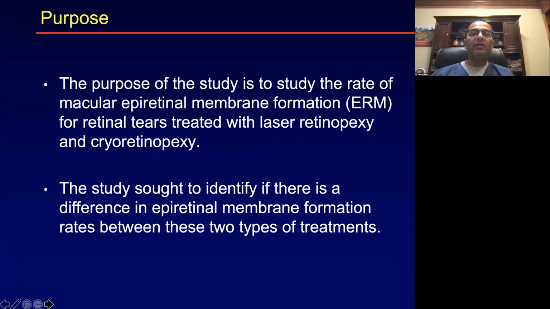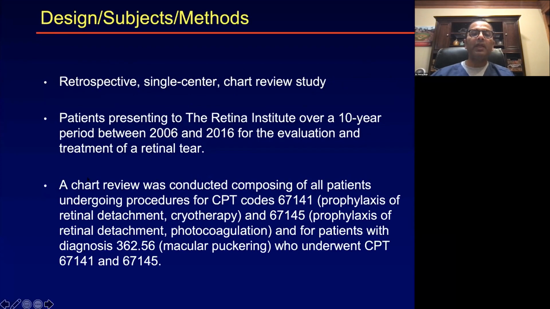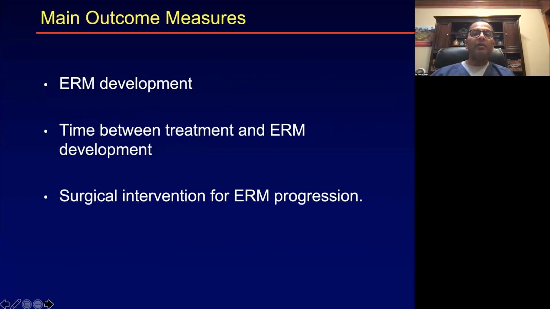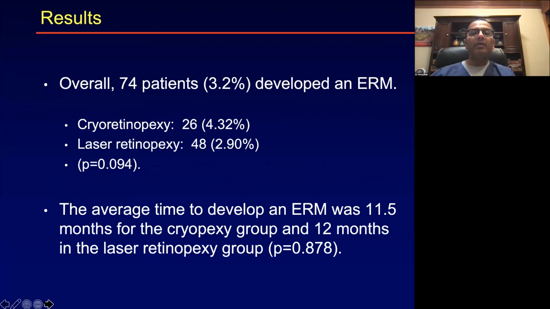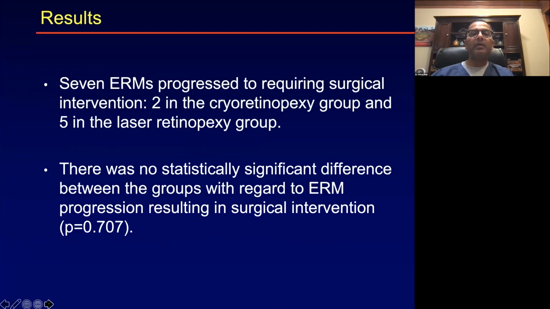So we looked at epiretinal membrane formation over a 10-year period, looking at these different diagnoses of macular pucker, time between treatment and ERM development, and surgical intervention for ERM progression. We had almost 2,200 eyes that underwent treatment for retinal breaks, with the majority treated with laser and the rest with cryo. Overall, about 3% developed an ERM. The average time to develop ERM was less than a year for both groups, cryo and laser.